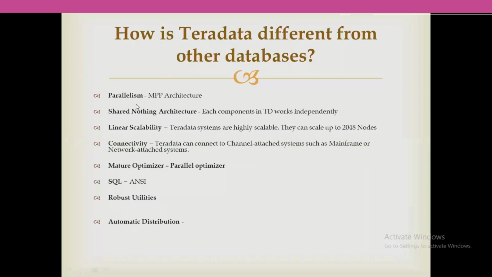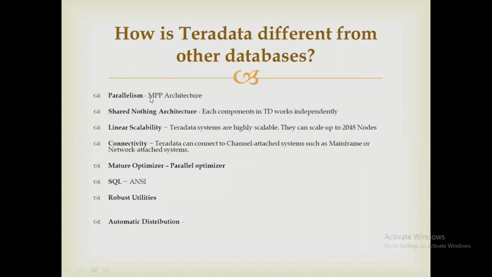These are the main features in Teradata. The first main feature is parallelism. It has the MPP architecture. MPP is nothing but massive parallel processing. It will do parallel processing of massive data, so that is why we call it MPP architecture. And shared nothing architecture: we call the Teradata architecture shared nothing.